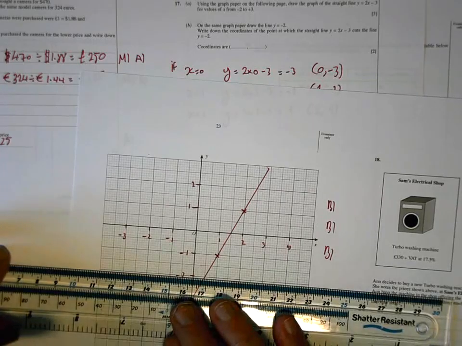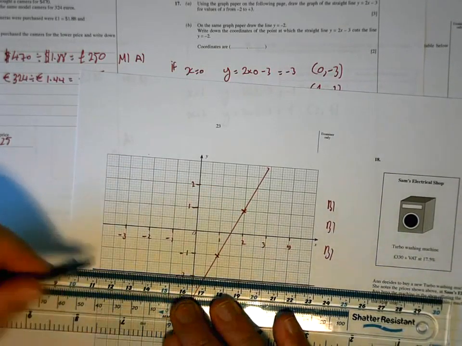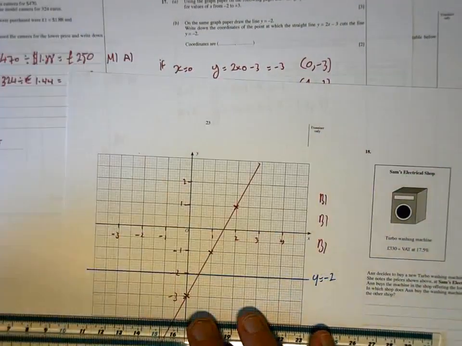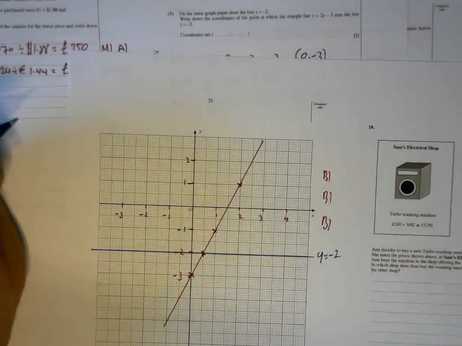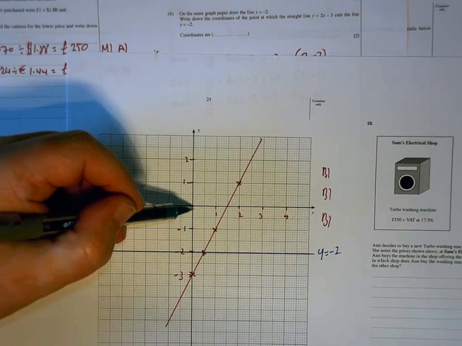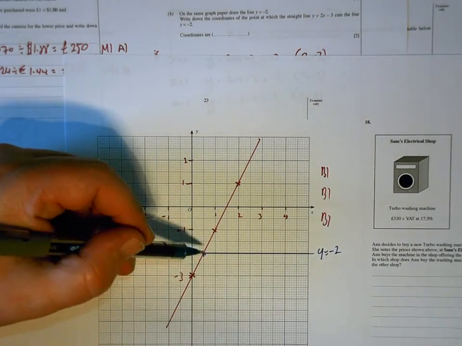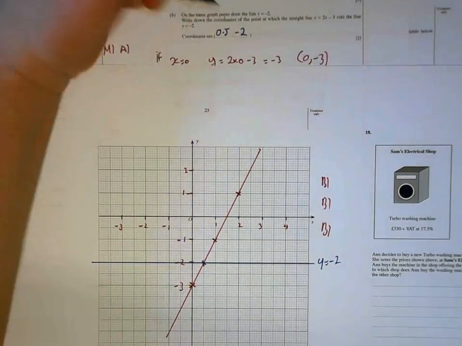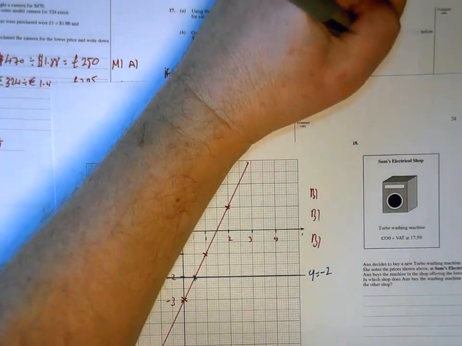So this is the line y equals negative 2. So where the 2 cross is there, which is going to be 0.5, half, negative 2. So you get 1 mark for each of those coordinates.